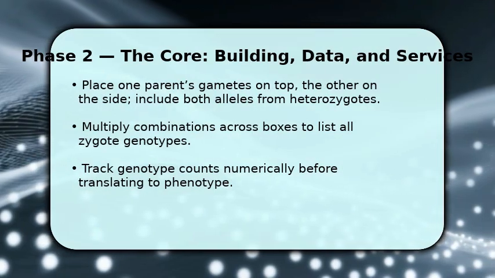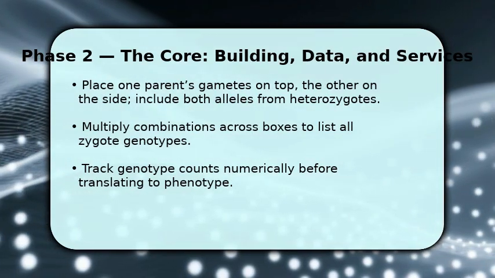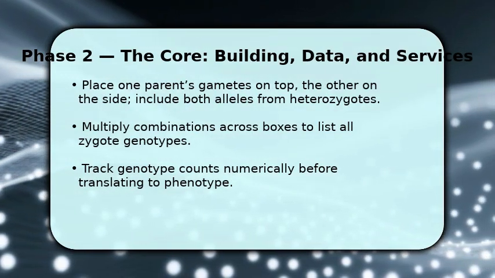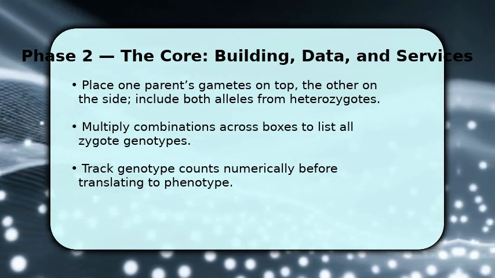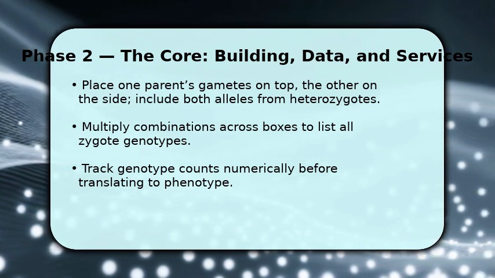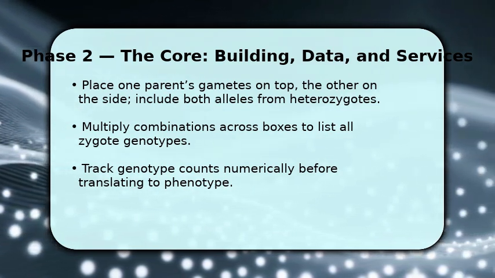You now translate alleles into gametes and fill the Punnett square. Place each parent's gametes along the margins, then combine across rows and columns. Write full genotypes in every box. Once all boxes are filled, count how many times each genotype appears.